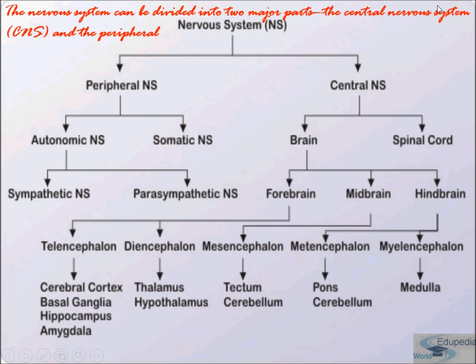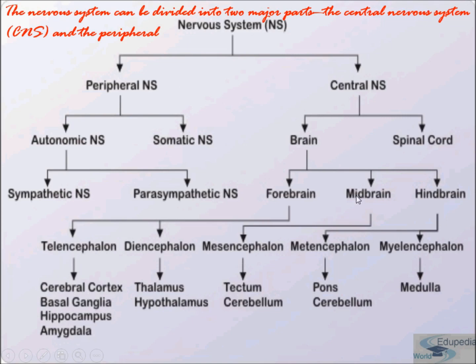Whereas your central nervous system, as I have told you, is made up of two parts, brain and spinal cord. Now this brain is again divided into three, and they are forebrain, midbrain and hindbrain. Forebrain is again bifurcated into two parts, telencephalon and diencephalon. Telencephalon has four parts: cerebral cortex, basal ganglia, hippocampus, amygdala. Whereas diencephalon has two parts, thalamus and hypothalamus.